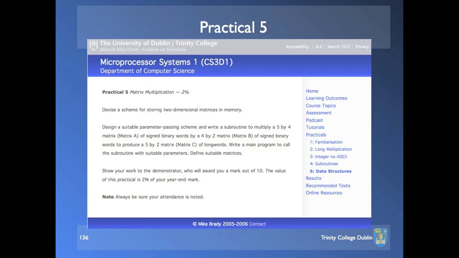And then we need space for the result. C, we're going to have, what did I say here? A 5 by 2 matrix, that's 10 long words. And we just say ds.l 10, space for the 10 long words. We could imagine setting this up with A0 pointing to A, A1 pointing to B, and A2 pointing to C. And we could generate our unit step.